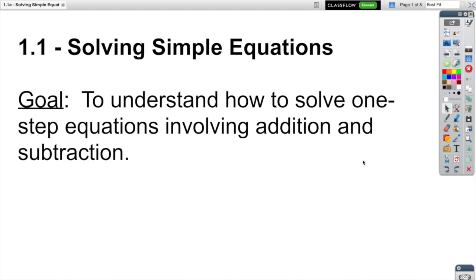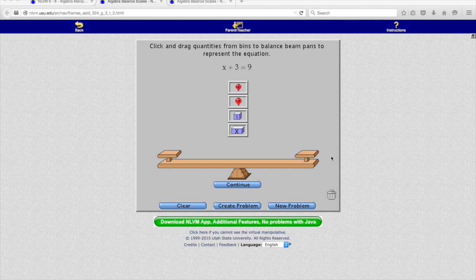Alright, and the way we're going to start this off, we're going to start off by looking at a simulated model of balance scales. And you'll see what I mean on the next slide. One common way to think of equations is to visualize them as balance scales, where the equal sign is the center of the balance scale, and then what's on the left of the equation, what's on the right of the equation, those are the weights that go on our balance scale.